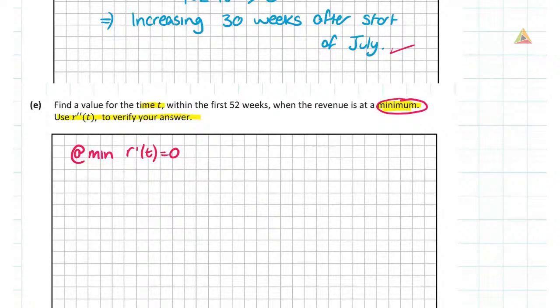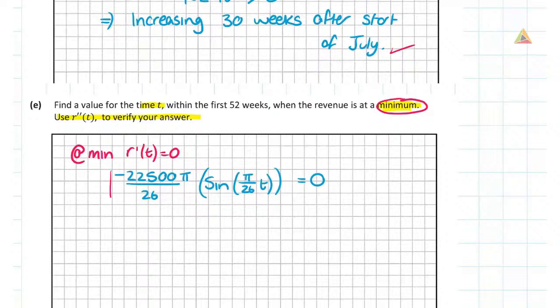So we are writing down our first derivative, so that's our answer from part C. That's minus 22,500 pi over 26 times the sine of pi over 26 times t, and we're letting that equal to 0. So the first thing that we're doing, this is basically in the way. It's multiplying, so we're going to divide both sides by minus 22,500 pi over 26. But when I do that over here, I still get 0. So I'm left with sine of pi over 26t is equal to 0.